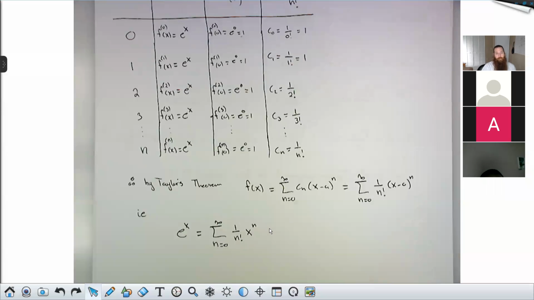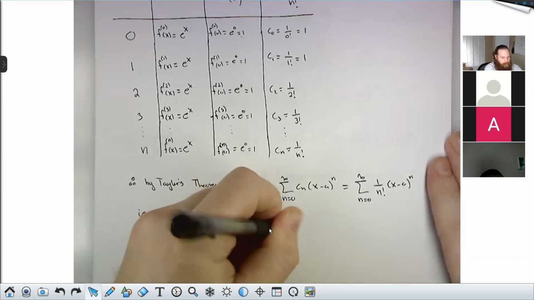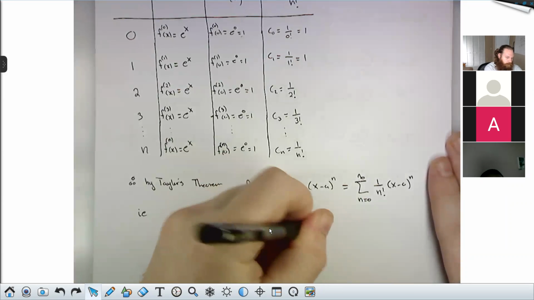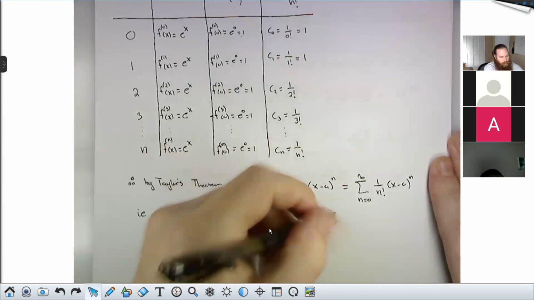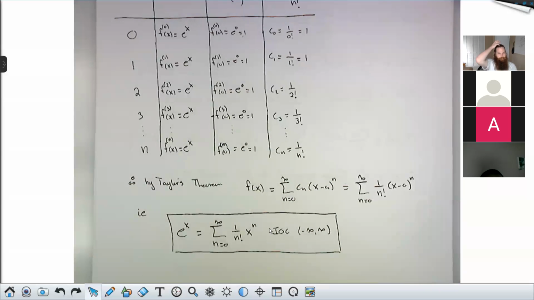This is probably the most important power series in all of mathematics. The interval of convergence here, and you've actually done this as an exercise way back in 11.8, is negative infinity to infinity. And the first few partial sums of this series are exactly what you just saw me graphing. Let's come back and take a look at that.